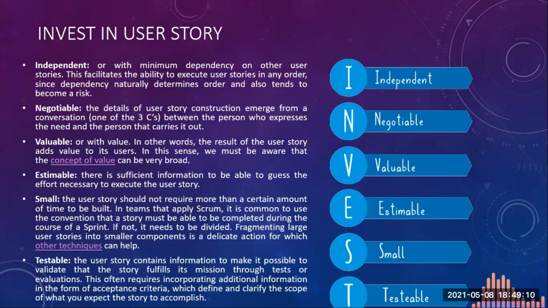And last, the story should be testable. That means the user story should contain information to make it possible to validate that the story fulfills its mission through tests or evaluations. This often requires incorporating information in the form of acceptance criteria, which defines and clarifies the scope of what you expect the story to accomplish.